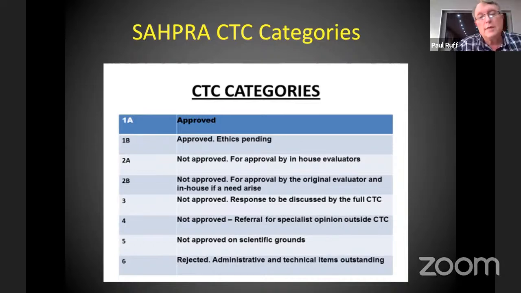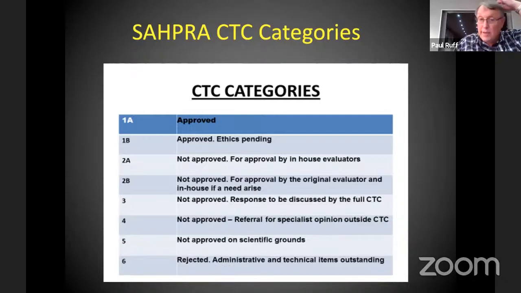A 2B is the most common, which means that it's not approved, but it goes back to the original evaluator. It usually doesn't go to the committee, and the original evaluator and the in-house staff can look at it, and usually 9 times out of 10, the applicant will have answered the questions, and then the trial would be approved, or the study would be approved.